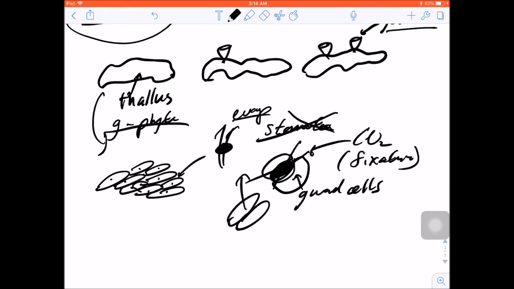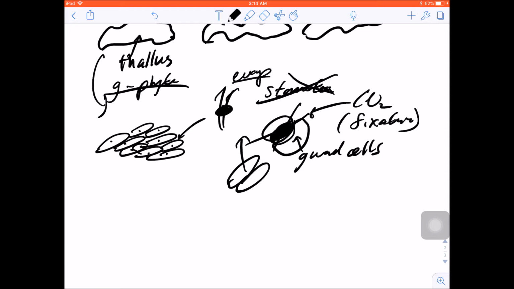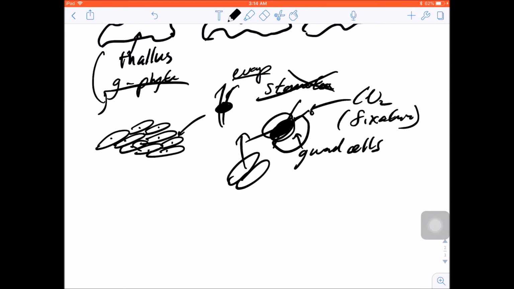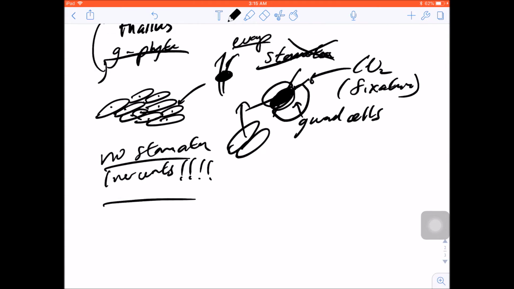So the liverworts are maybe the least adapted for survival away from water. In the mosses and all the vascularized plants, they do have stomata. So remember that. Okay, no stomata in liverworts. Bam, bam. Okay, awesome.